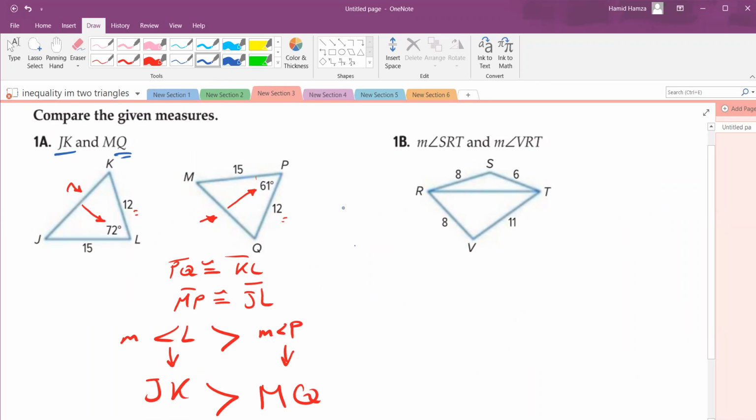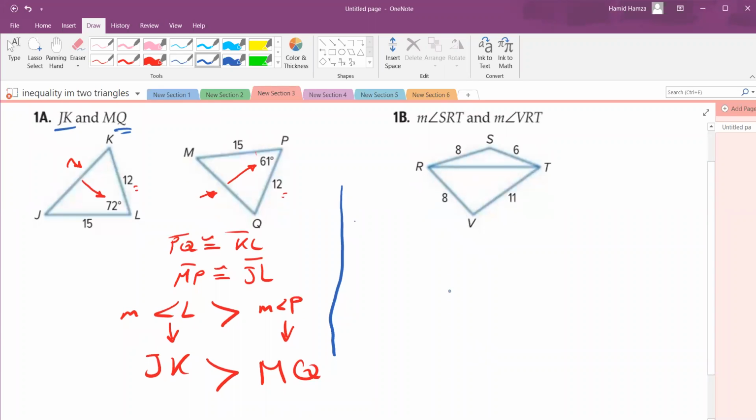is converse of Hinge theorem. So let's take this one. We wanted to compare, let's reverse the operation, guys. Let's start from the end. We wanted to compare between a measure of angle SRT and VRT. First of all, who can solve with me? Hands up. Hands up, guys. If you wanted to solve, hands up.